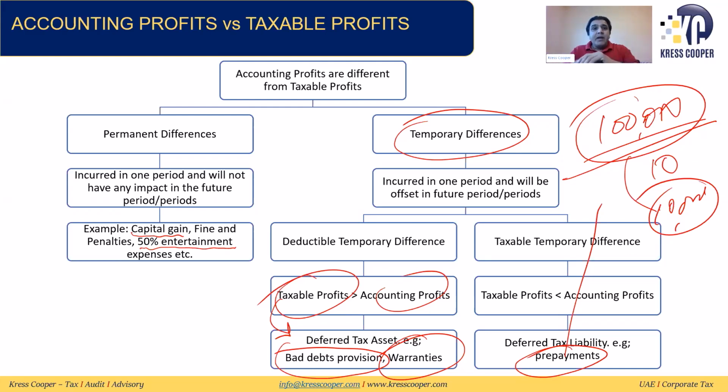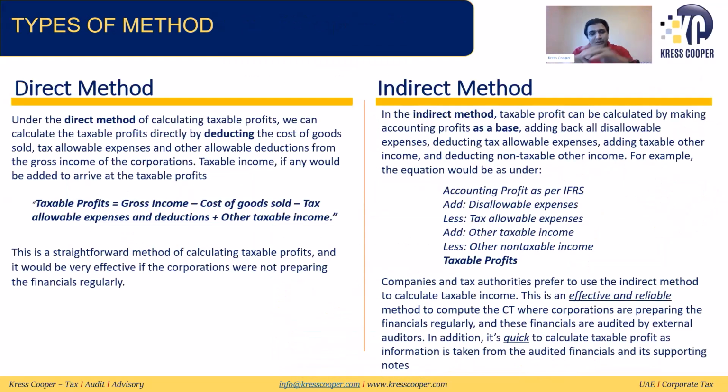taxable profits. Now, while mapping the accounting profits into the taxable profit, there are two approaches. These two approaches are the direct method and the indirect method. Under the direct method, as usual, like we sometimes calculate cash flow on the direct basis, we will calculate everything from scratch. We will take sales, we will take the expenses, allowable expenses, and we will arrive at the taxable profits or taxable income. This is the direct method.